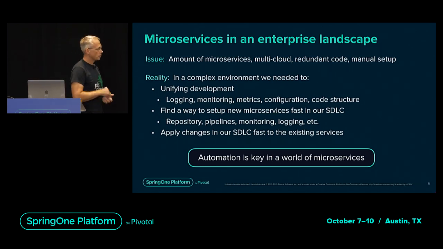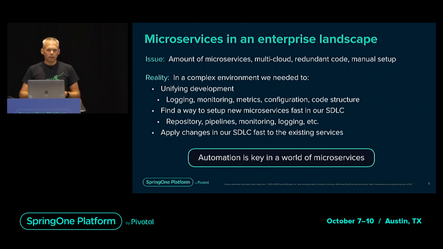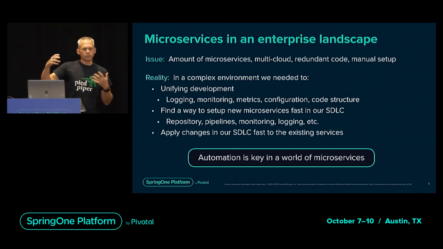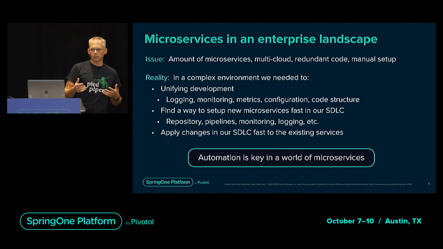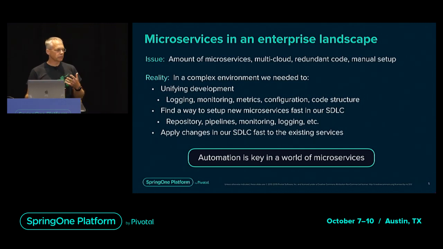And the next approach, a little bit later, we figured out: when something is changing, when you're changing your software development life cycle, or you're just optimizing your pipeline, adding a new quality gate or whatever, how does this reflect on the existing services you already have? How can you minimize the work there? So automation is the key in the world of microservices. I think that's kind of a no-brainer even.